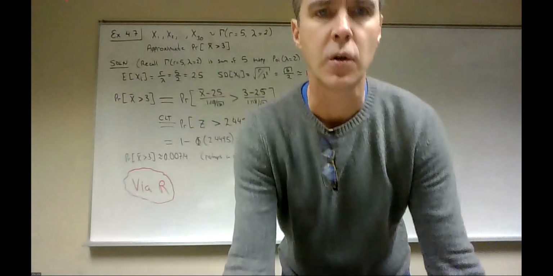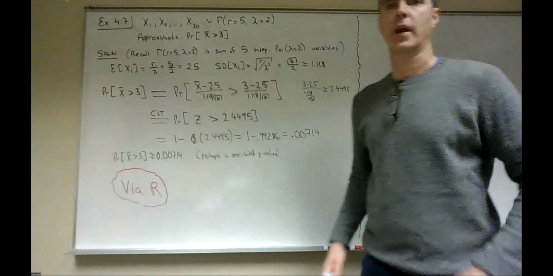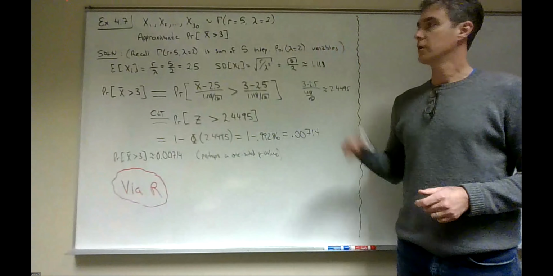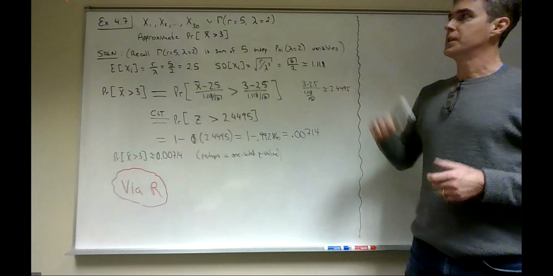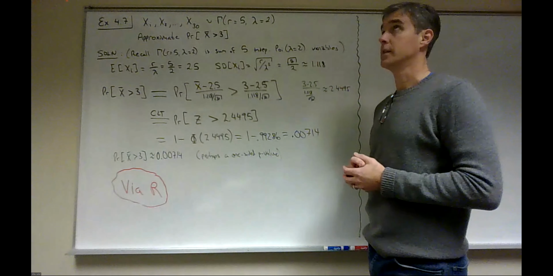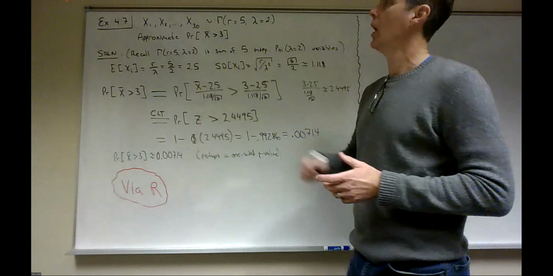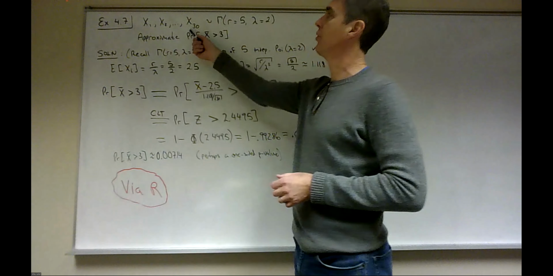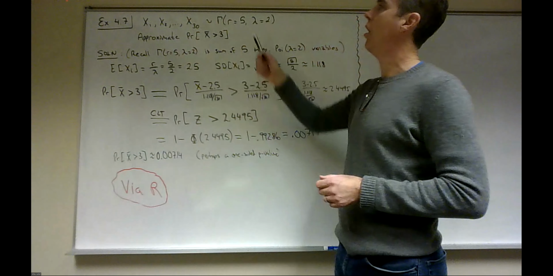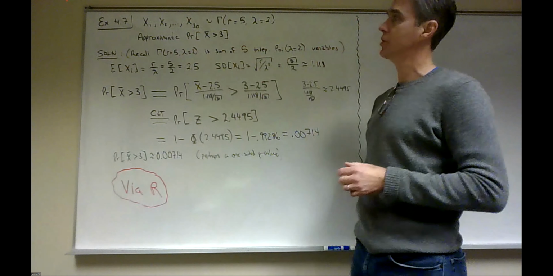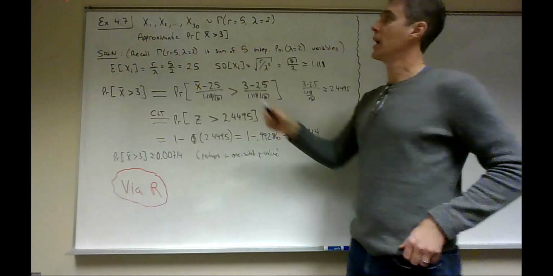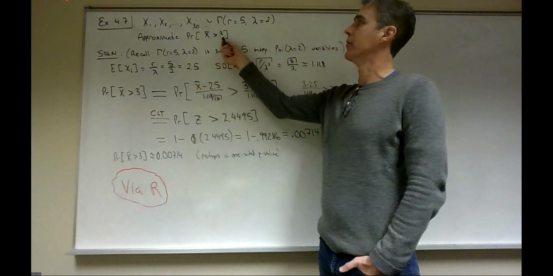Okay, so last panel for this video, got an example here. So please copy. This is example 4.7 from the text. We begin with a random sample of 30 random variables, all from the gamma distribution with r equals 5 and lambda equals 2. And our goal is to approximate the probability that x bar is greater than 3.